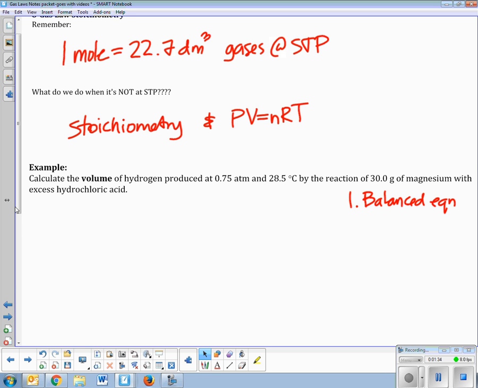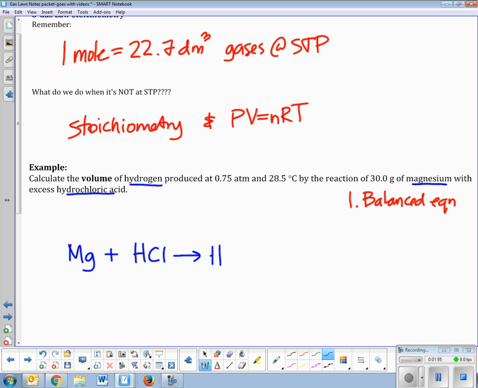Alright, so let's see. I have hydrogen, hydrochloric acid, and magnesium. And it says magnesium reacting with excess hydrochloric acid. So I've got magnesium plus hydrochloric acid, which would be HCl, and it's making hydrogen. Hydrogen is diatomic. And this is single replacement, so hydrogen and magnesium switch places. Magnesium will go with chlorine. Magnesium's plus 2, chlorine's minus 1, so MgCl2. To balance this, I need a 2 in front of the HCl.